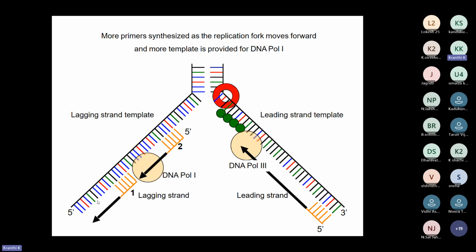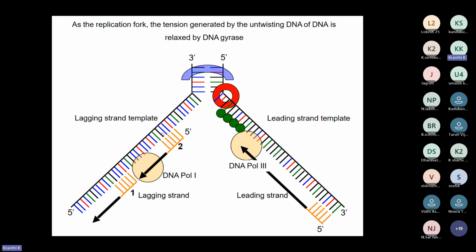RNA primer means on the discontinuous strand, or on the lagging strand, multiple primers will be added. Then whenever they are added, the polymerization will happen in the 5' to 3' direction only. Discontinuous replication is happening on one strand, and continuous replication is happening on the other. This is called the leading strand template, and this is called the lagging strand template.